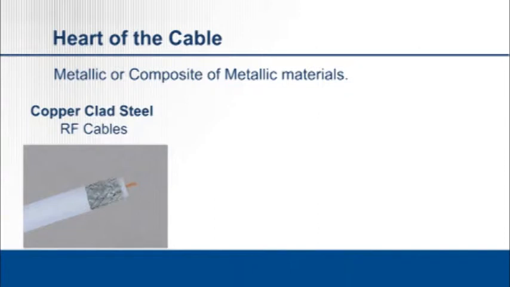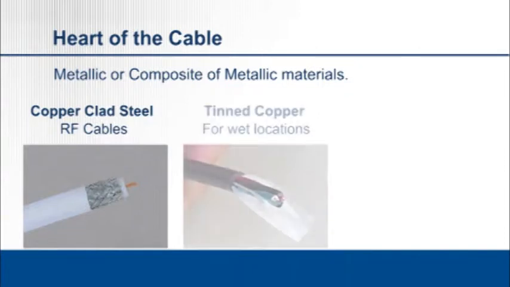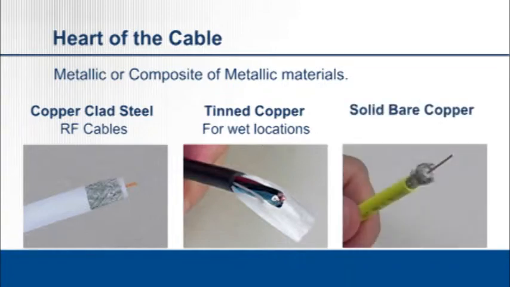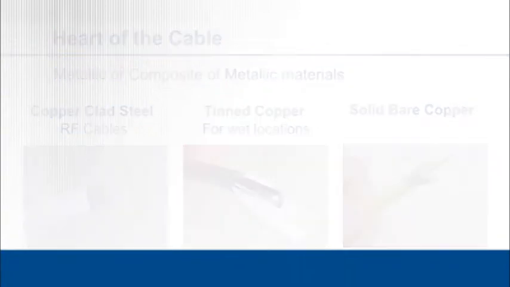Copper-clad steel, for example, would be used on RF cables, tinned copper on cables that might be exposed to wet locations, and then solid bare copper as shown in my example in my hand.